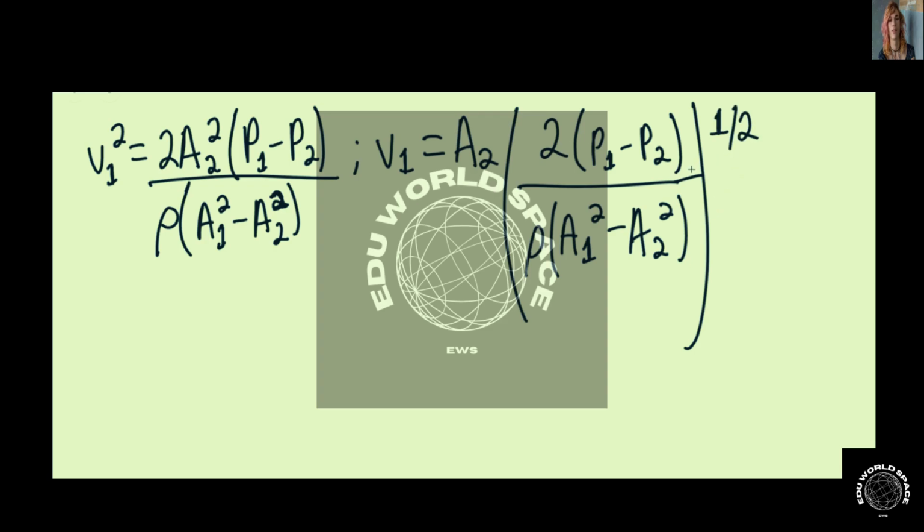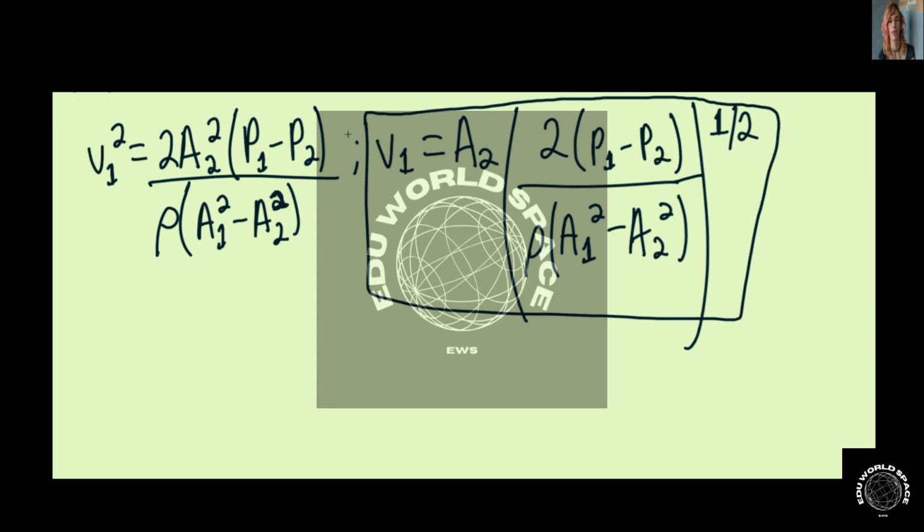Rather, my apologies, not to the 1/2 power. No, because we are squaring it here, so yes, it will be to the 1/2 power. Now this is us proving the flow speed by the venturi meter.